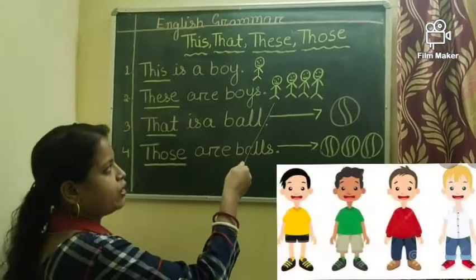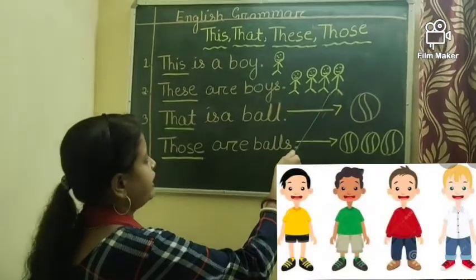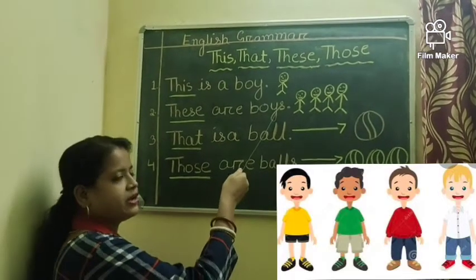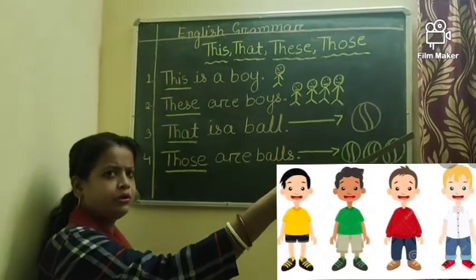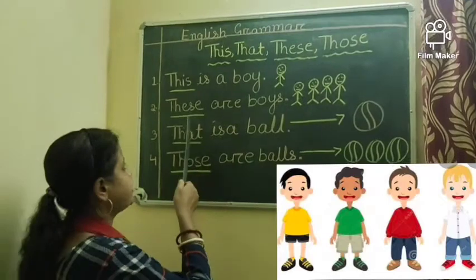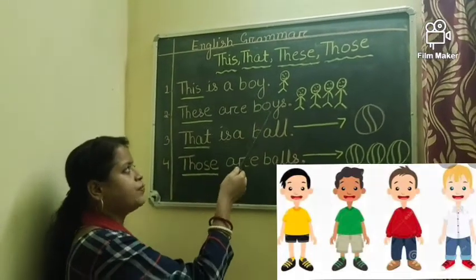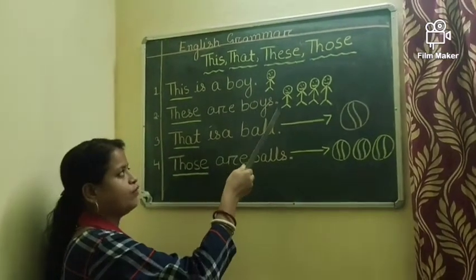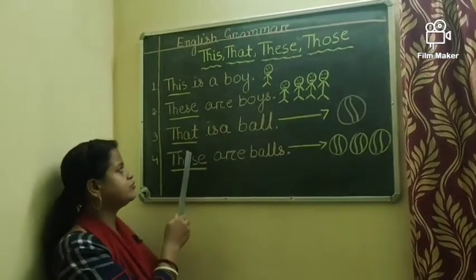And see, how many boys are there? 1, 2, 3, 4. And are these boys near to you or far away from you? Near. So this will become these. So these are boys. Clear? Plural form. Clear?